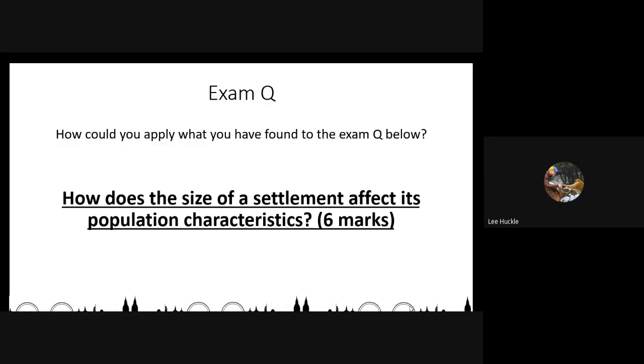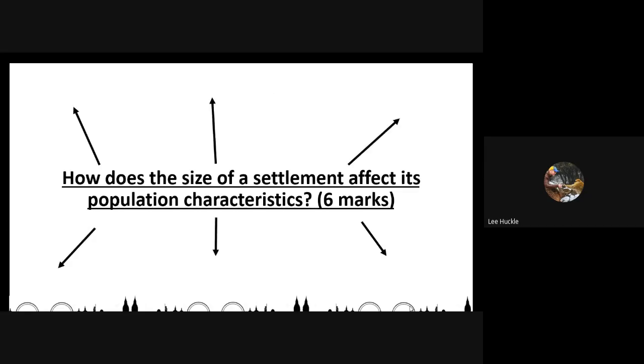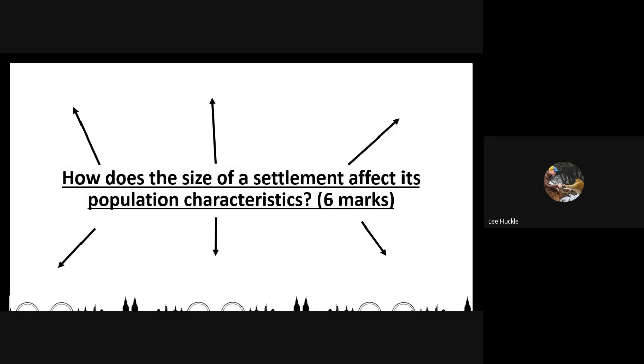Now, a bit of general advice here. Oh, sorry, here we go. Let's do this first. So we'd have looked at how the size of a settlement affects its population characteristics, and we'd have looked at the reasons for that. What I've then done is advised you very clearly on how this could be used in your exam.